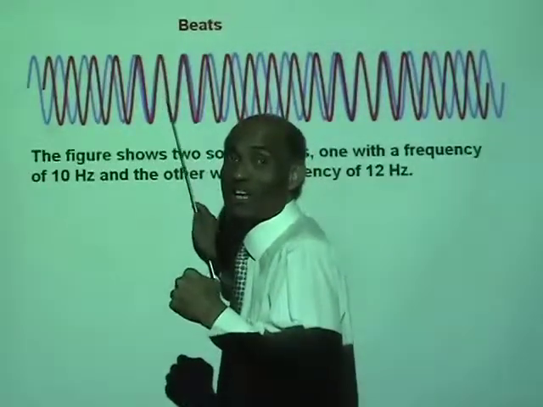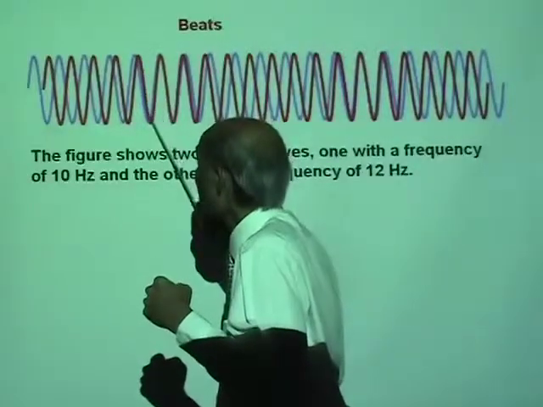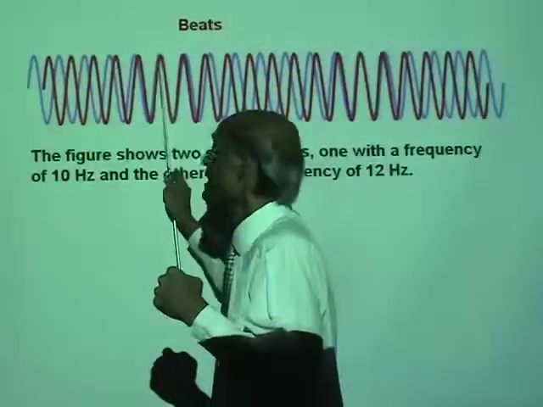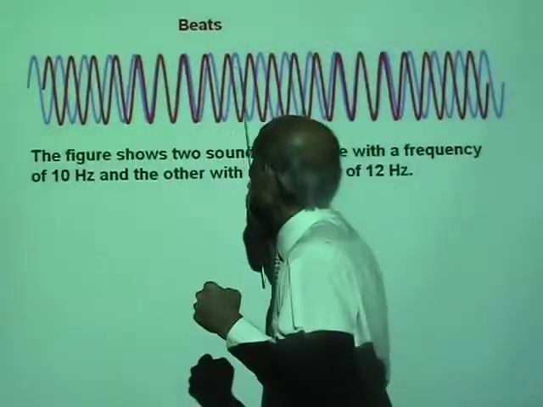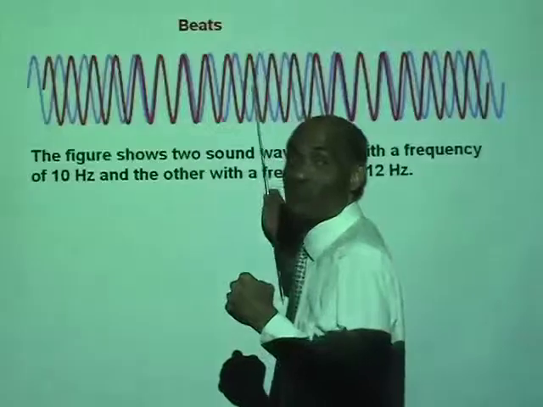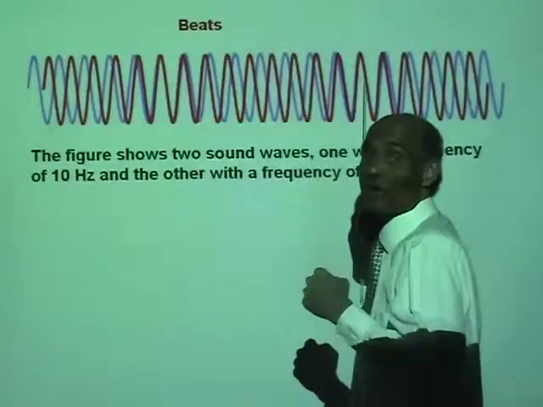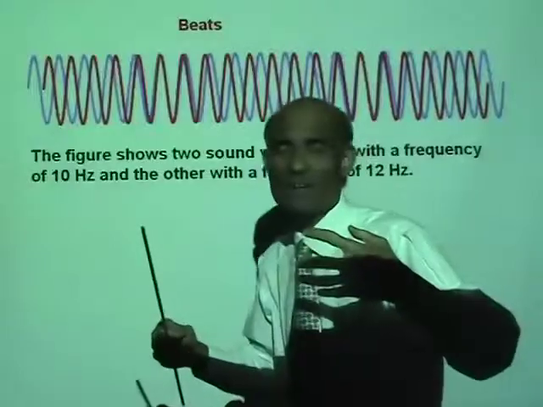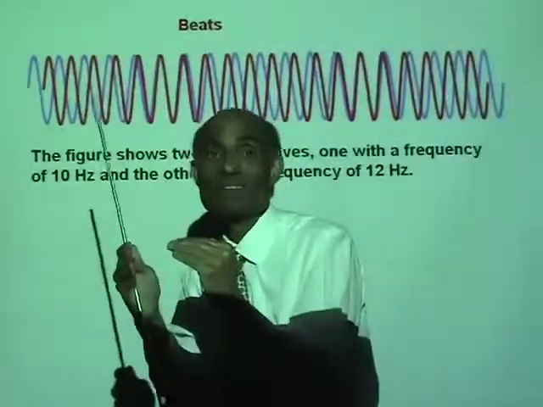Here the compression falls on compression and rarefaction falls on rarefaction. They are in phase. And very soon they get out of phase. Here they are completely out of phase. And now they are in phase again. Why does this happen? Because they have slightly different wavelength.